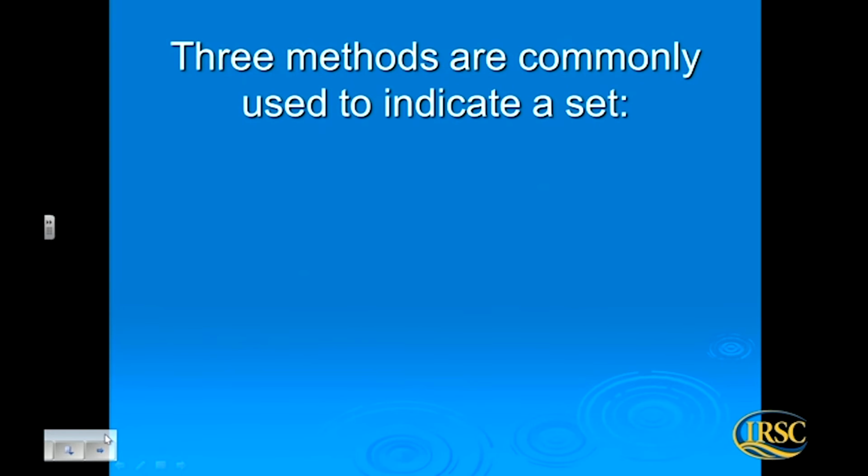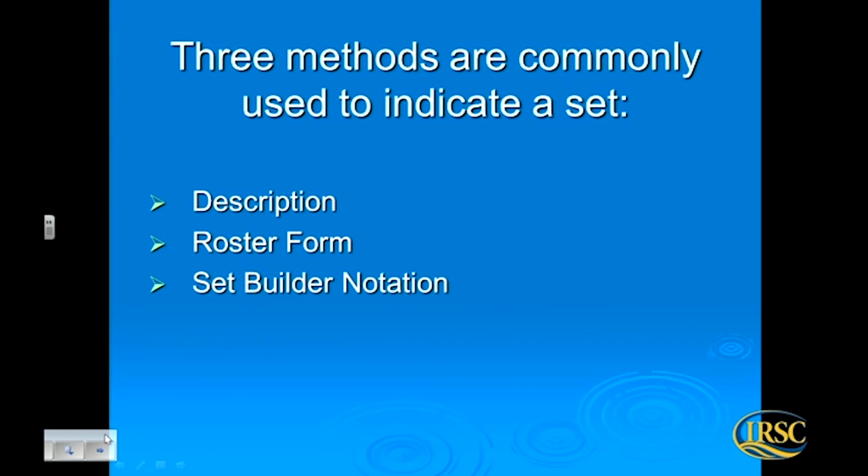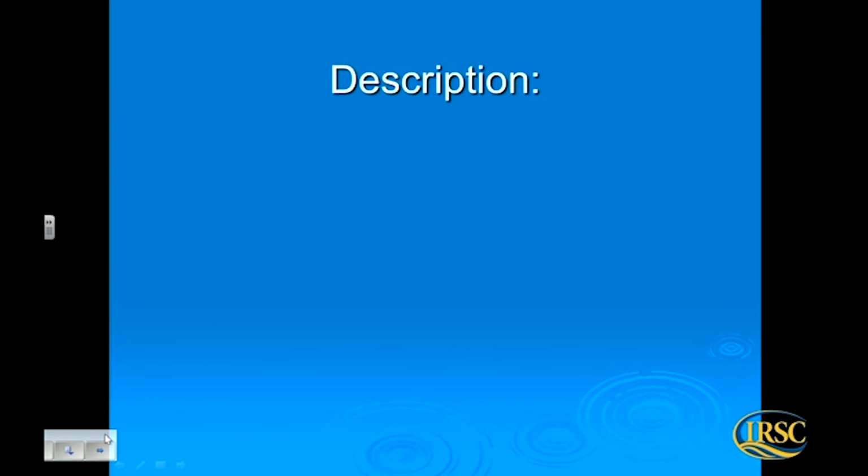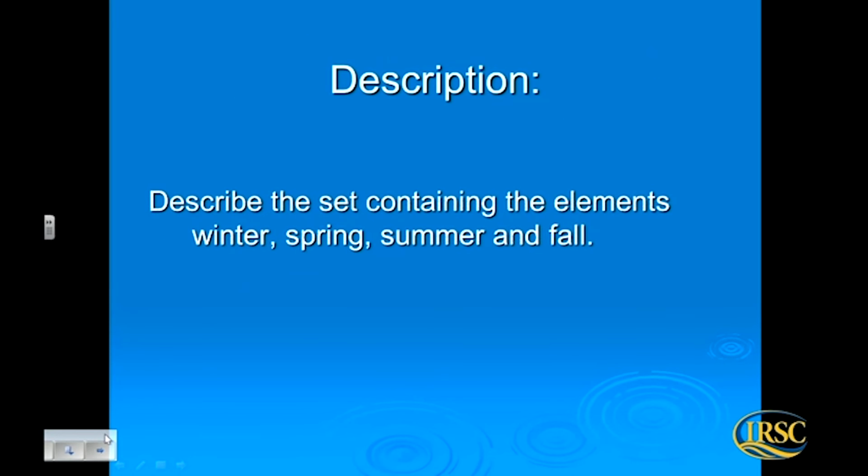There are 3 methods that are commonly used to indicate a set: description, roster form, and set builder notation. Okay, description, roster form, and set builder notation. We're going to look at each one of these individually. So for description, that means that you're going to be using a word or a couple words to describe what's in the set.